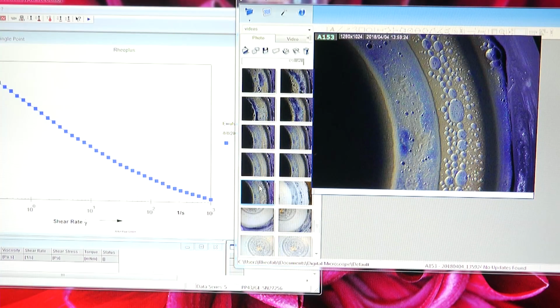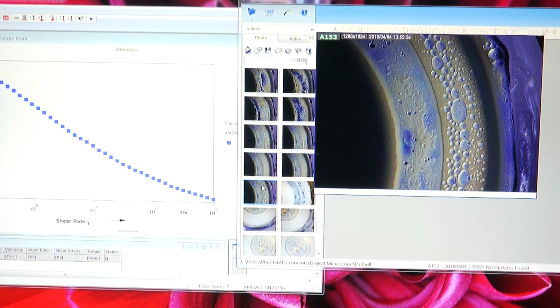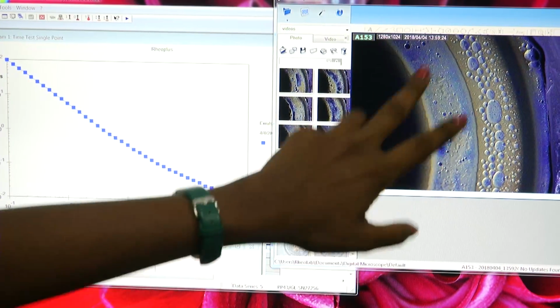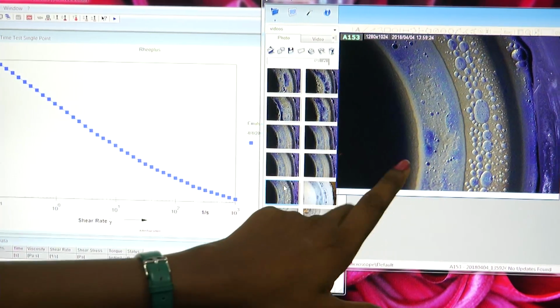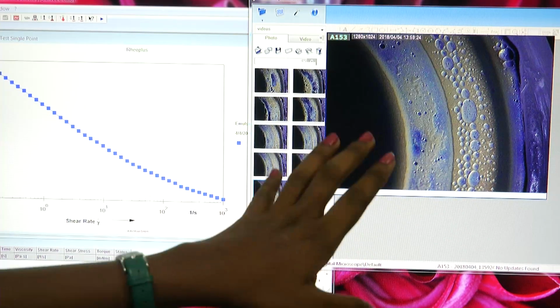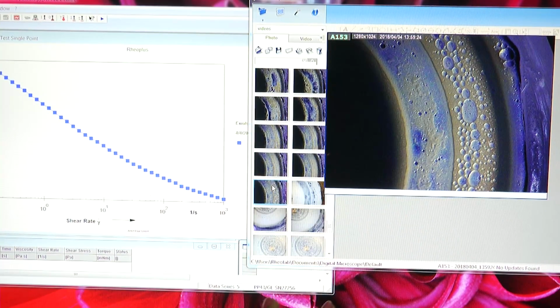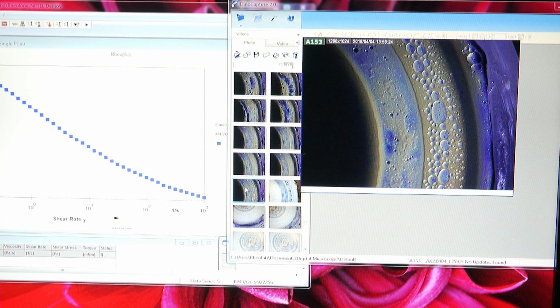Okay, now the test is completed, and we can see clearly the shear thinning nature of this emulsion and how the drops are arranged after the test. We have seen that the droplets were nicely homogeneously arranged before starting the test, and now we can see how it has arranged. Here we can see there is a nice arrangement of droplets that has survived the shearing, and we can see the continuous phase has separated out and formed a layer here.